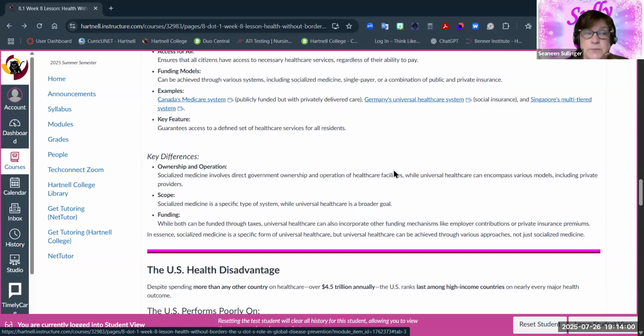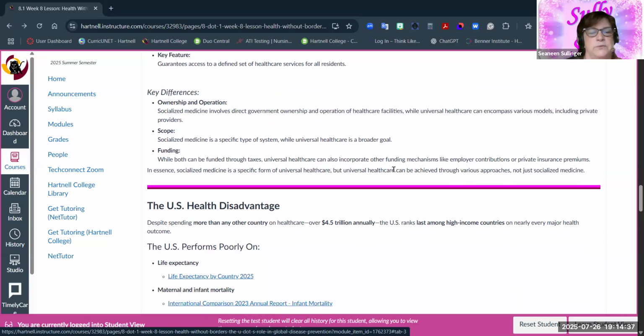So the key differences between universal healthcare and socialized medicine would be that socialized medicine involves government ownership. The scope of socialized medicine is a specific type of system, while universal healthcare is a broader goal having to do with access to healthcare, and they can both be funded through taxes. Universal healthcare can also incorporate other funding sources like employers or private insurance premiums, which we have in that system. So one would think it might be a little bit easier to have universal healthcare.